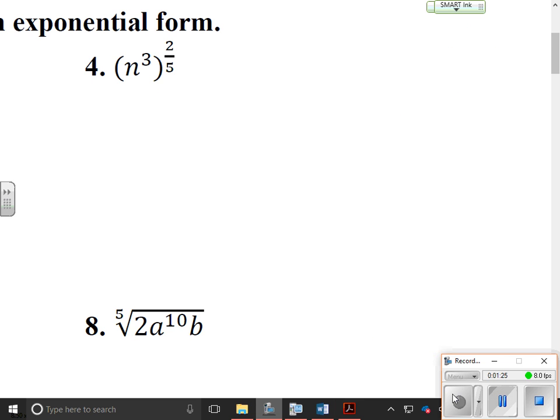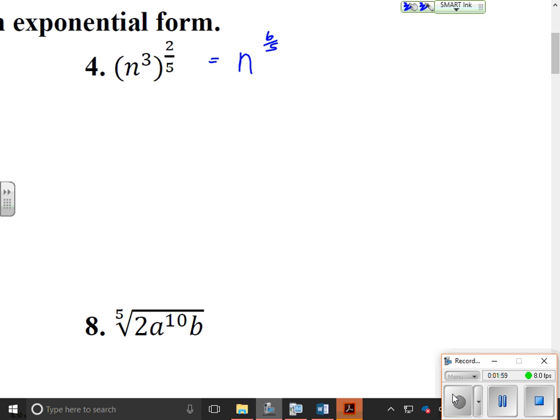Number 4 has a lot more going on, because we have an exponent inside parentheses and another exponent outside parentheses. This can follow the power to a power rule, but they also want it written in radical form. So I'm going to follow the power to a power rule first, and this would become n. And when you multiply the exponents, 3 times 2 fifths is 6 fifths.